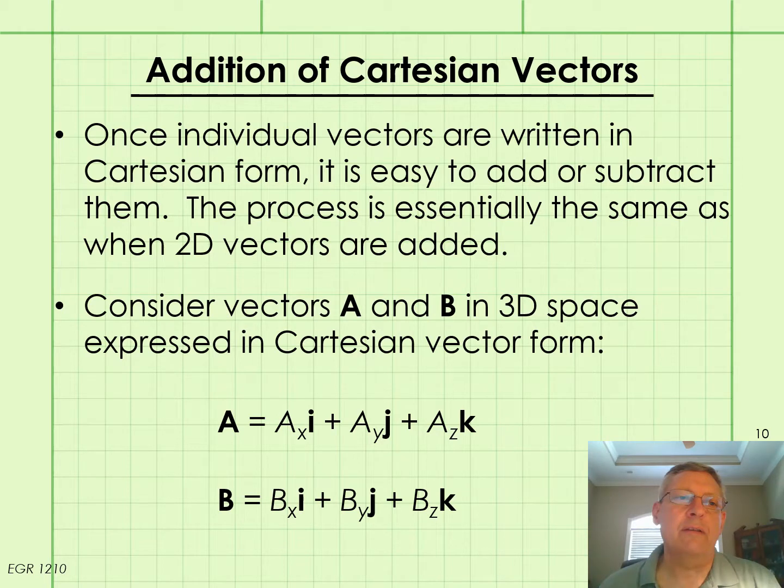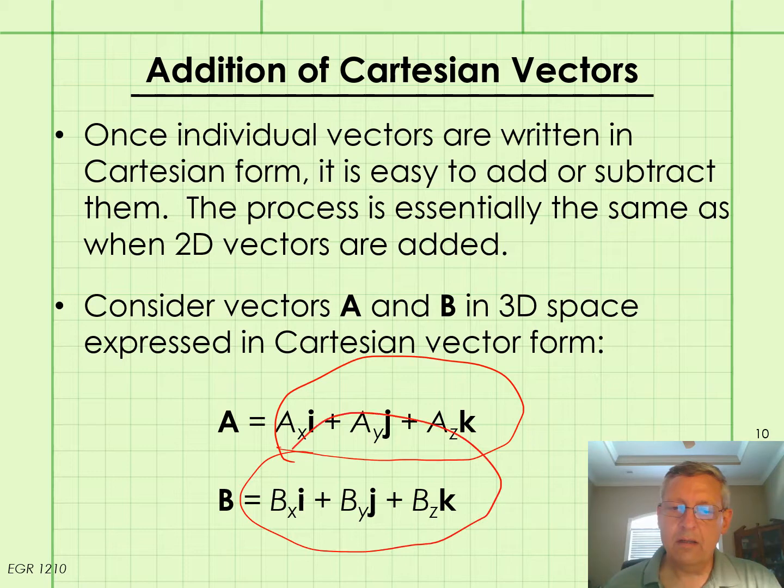So it turns out that this process is pretty easy, although it can be tedious. A lot of bookkeeping, minus signs, etc. But it's basically the same as we used when we added 2D vectors that were expressed in Cartesian form together. So let's consider two vectors, A and B, in 3D space that are expressed in Cartesian form in terms of i, j, and k to discuss this.